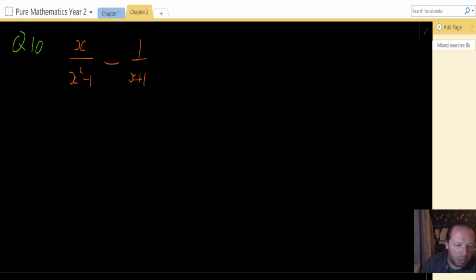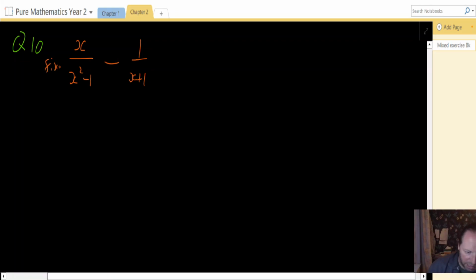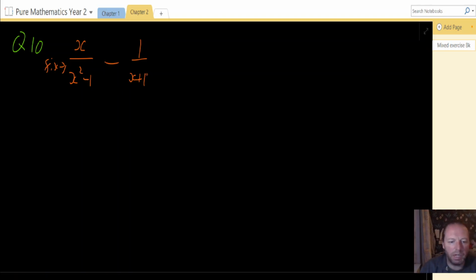Here we are, Pure Mathematics Year 2, Chapter 2, Functions and Graphs, Question 10. We are given the function f of x as x over x squared minus 1 minus 1 over x plus 1. And they say to us, show that f of x can be written as 1 over (x minus 1)(x plus 1).